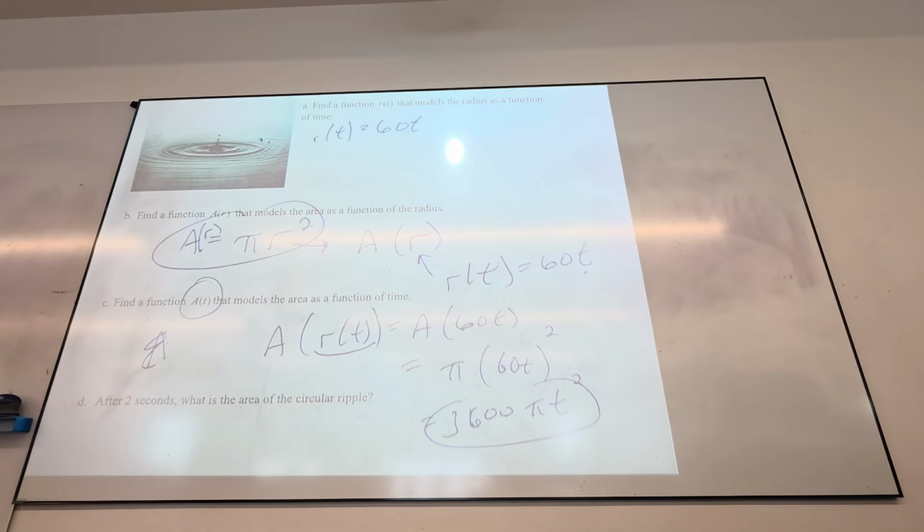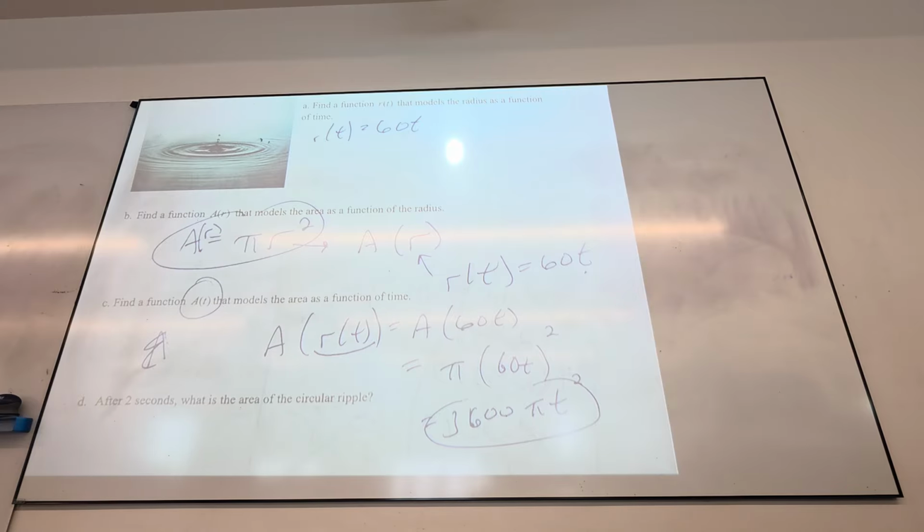Are you guys at all with me? No? What's up? Is everybody cool with the first thing? Radius is 60 centimeters per second. So 60 times t is how much the radius is.